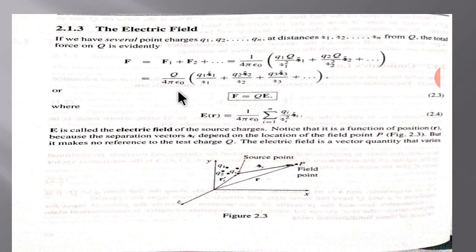So by taking the common Q upon 4 pi epsilon naught, then in bracket q1 r1 cap upon r1 square plus q2 r2 cap upon r2 square plus q3 r3 cap upon r3 square plus so on, or F is equal to Q into E. This value is the electric field, that is E. So F is equal to Q into E. Then E of r is given by 1 upon 4 pi epsilon naught, summation of i equal to 1 to n, qi upon ri square, ri cap, where E is called the electric field of the source charges.